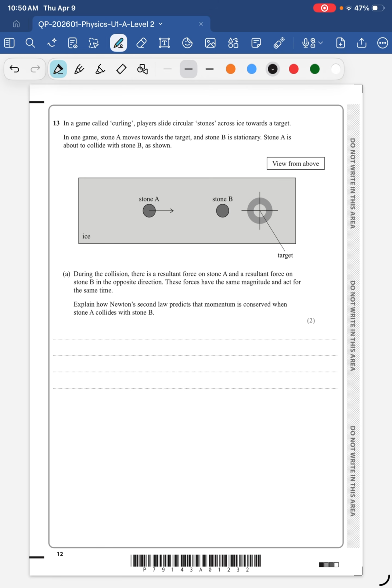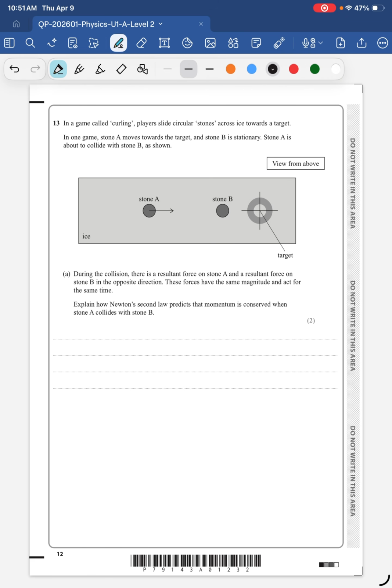Moving on. Question 13. In a game called curling, I don't know why they write it like that. I mean, it's kind of well known. Players slide circular stones across ice towards a target. In one game, stone A moves towards the target and stone B is stationary. Stone A is about to collide with stone B as shown.